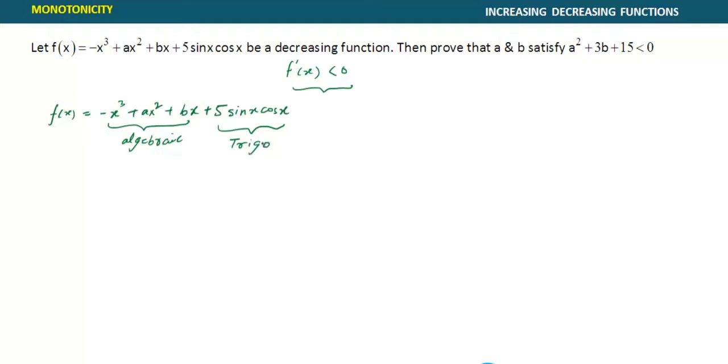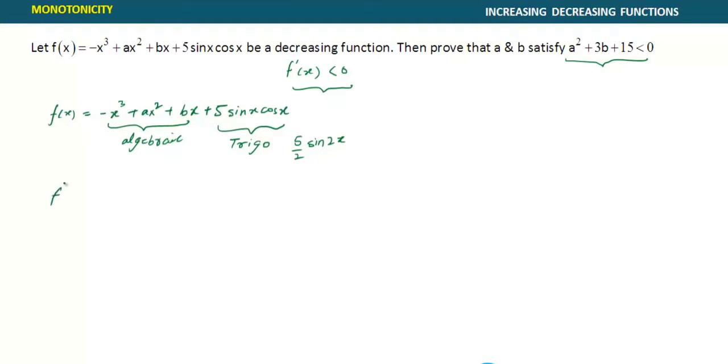So we do not have any method to simplify it ahead because algebra and trigonometry cannot be compared simultaneously. And the thing that you have to prove is a relation in terms of the parameters a and b. And we know that we have to use f dash x less than 0. So you want to differentiate this. Let me do something. Can I say that this is nothing but 5 by 2 sine 2x? Multiplying it by 2 and dividing it by 2, 2 sin x cos x is sine 2x.